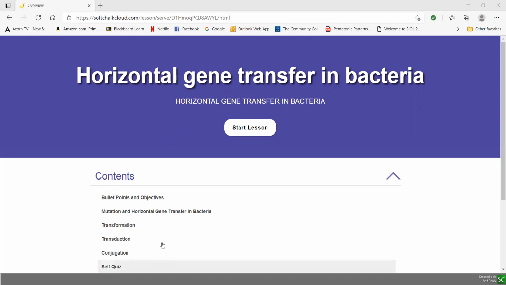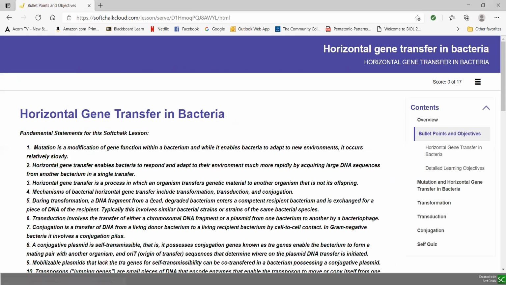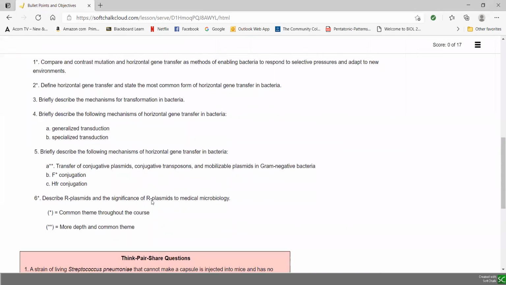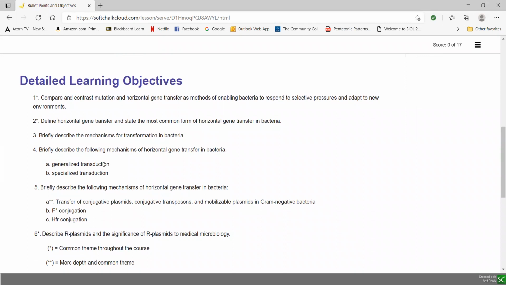And of course, as you know, if we look at our table of contents here for horizontal gene transfer and click on bullet points and objectives, we see the detailed learning objectives that you need to know on horizontal gene transfer for the Unit 2 exam.